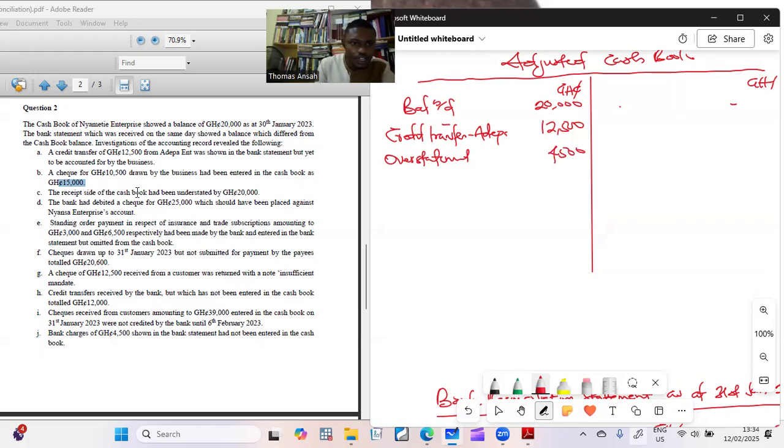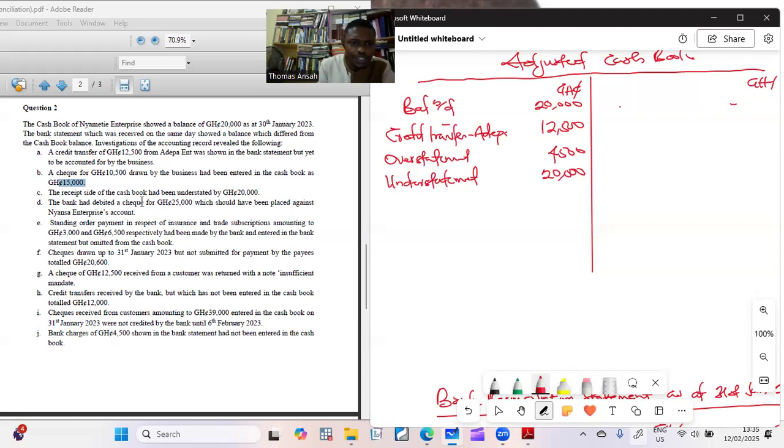The receipt side of the cash book has been understated by 20,000. So this is the receipt side, understatement, error, 20,000. See how fast it is when you set up the table.